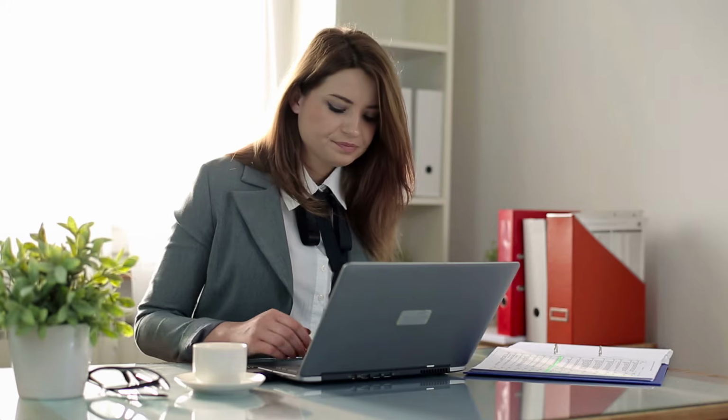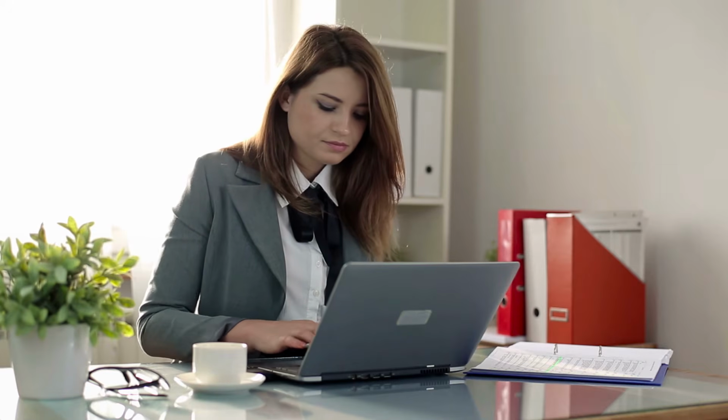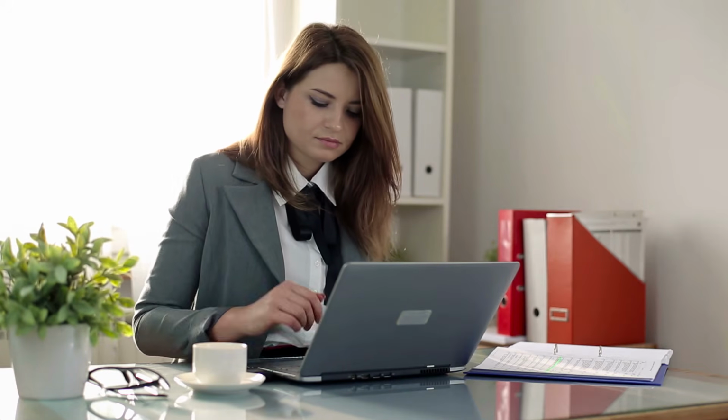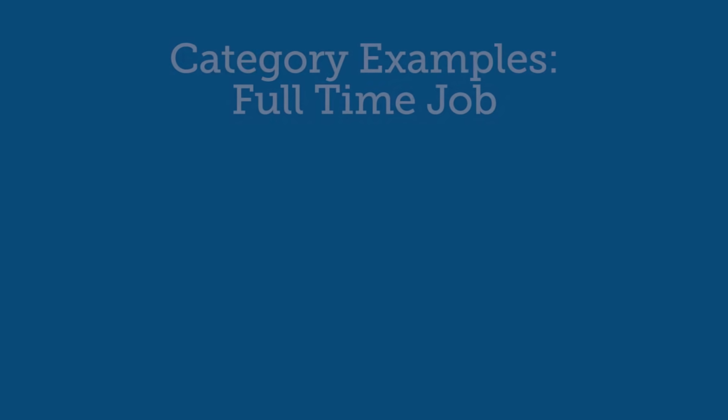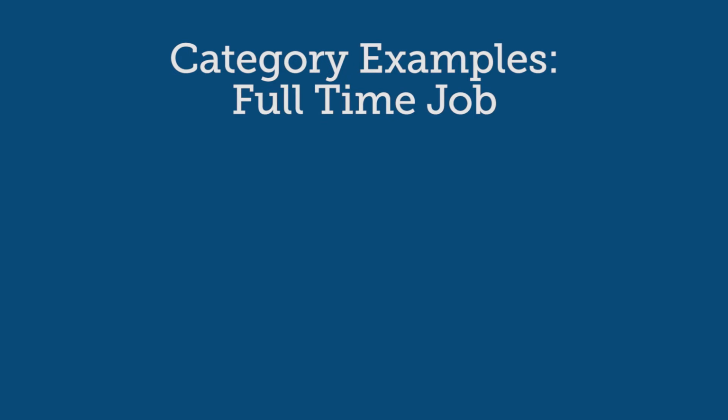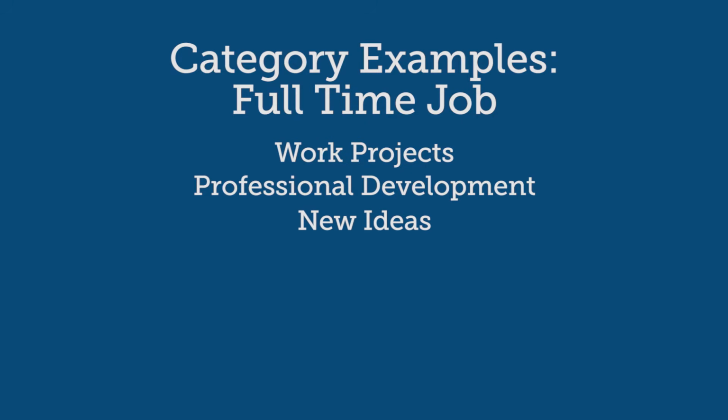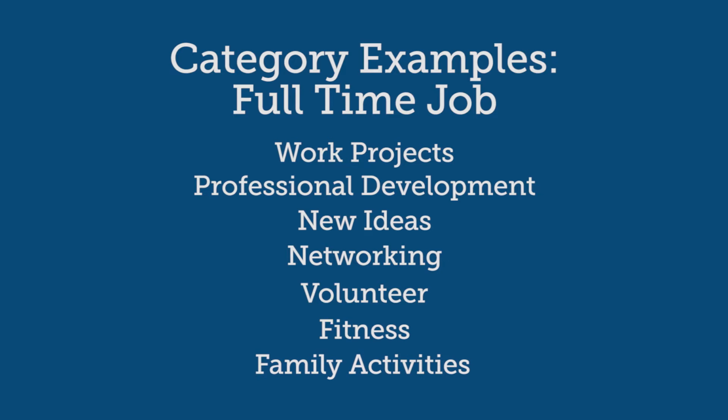For example, a person with a full-time job and demanding family life will have a mix of job-related categories alongside social and family obligations. Category examples could be work projects, professional development, new ideas, networking, volunteer, fitness, and family activities.